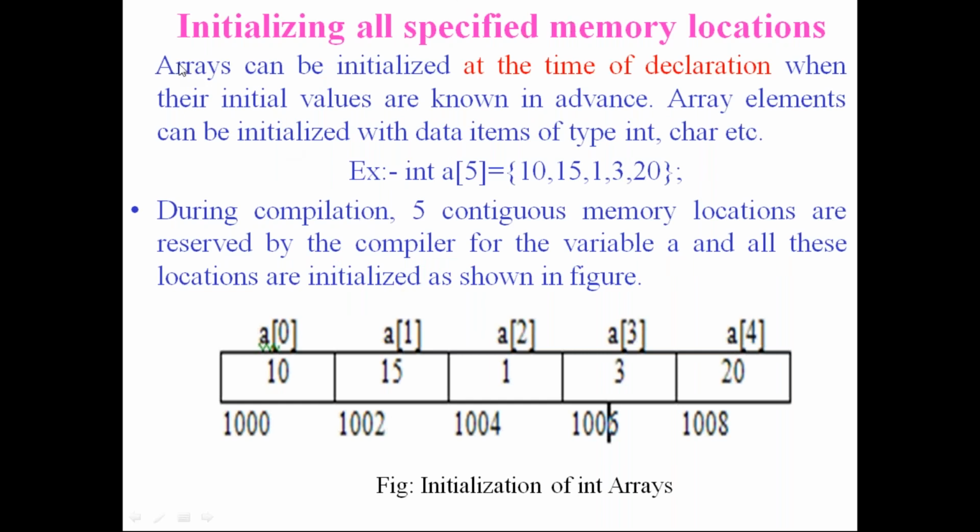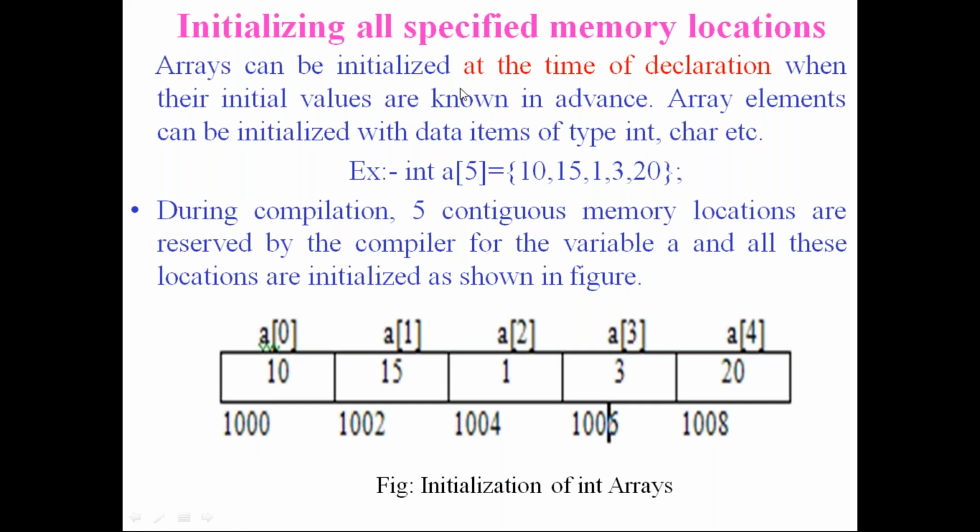As previously told, initialization of an array can happen in two ways: one at compilation time and another at runtime. The compilation time we have already discussed, just by direct initialization. In compilation time itself, we have a few more things, like initializing all the specified memory locations.